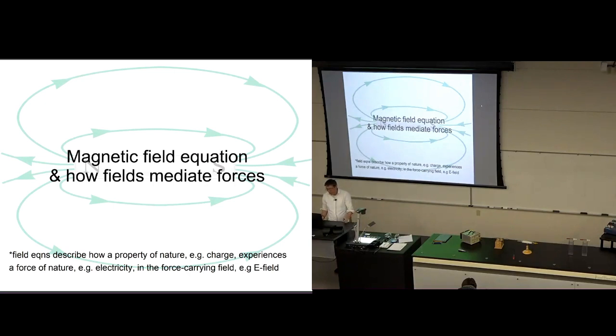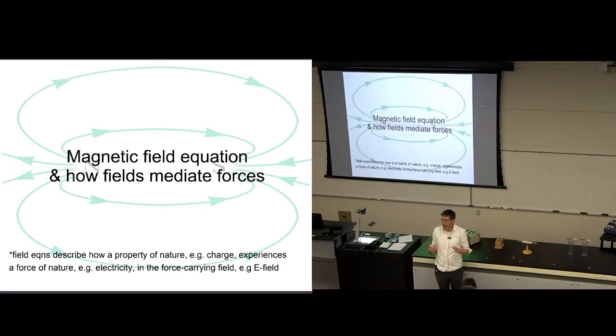All those field equations tell you how some property of nature, some characteristic feature of nature, in the electrical case it's charge, experiences a corresponding, associated force. In the electrical case, it would be the electrical force, through a medium or a material, what we call a field, that transmits and conveys that force. So every field equation in physics is about saying how this property of nature, say charge, experiences this force, say electrical force, due to this mediator, this carrier, this medium, the electric field. We're just going to now do that for the magnetic force.